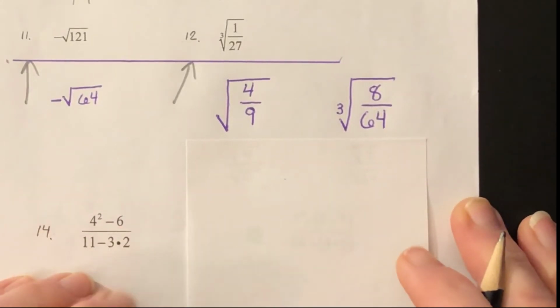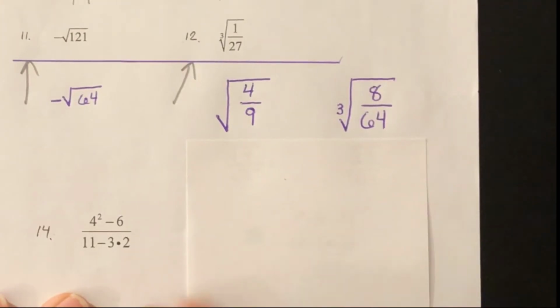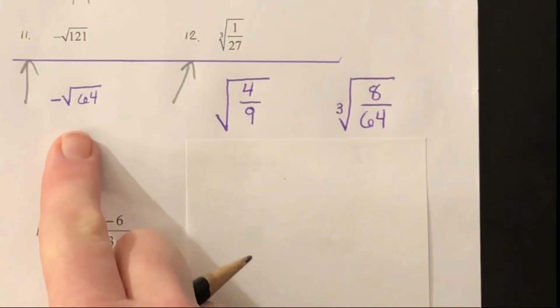Down to 11 and 12. Once again, I have samples. I have 1 sample for 11, 2 samples for 12.